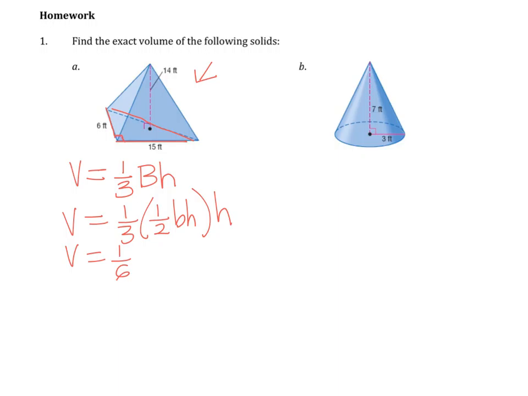The base for the triangle is 15, and the height is 6, or vice versa. The height is 15 and the base is 6, times the height of 14. In which case we get a product of, these two cancel out, and we have 15 times 14 left, 210 cubic feet.